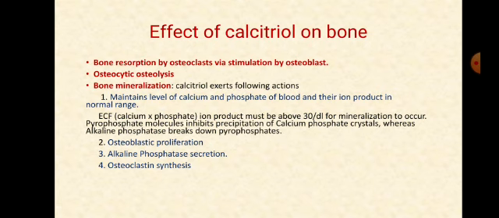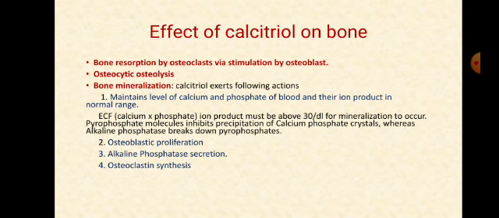Also, there may occur osteocytic osteolysis as occurs in the case of parathyroid hormone. And another striking action of vitamin D3 is bone mineralization. Calcitriol exerts the following action. What does it do? It maintains the level of calcium and phosphate in blood constant and their ion product in the normal range.